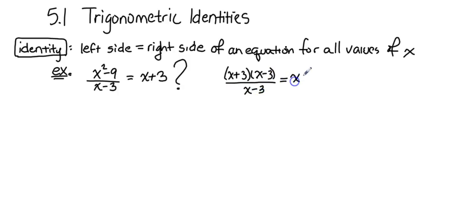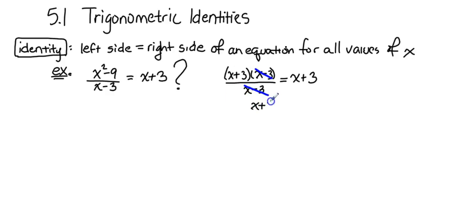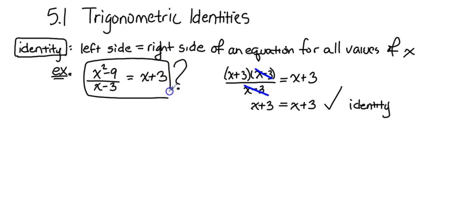And again, does left side equal right side? We'll see. The x minus 3's cancel, leaving behind x plus 3 equals x plus 3. And that is true, which makes the original statement right here an identity, because the left side does equal the right side for all values of x.